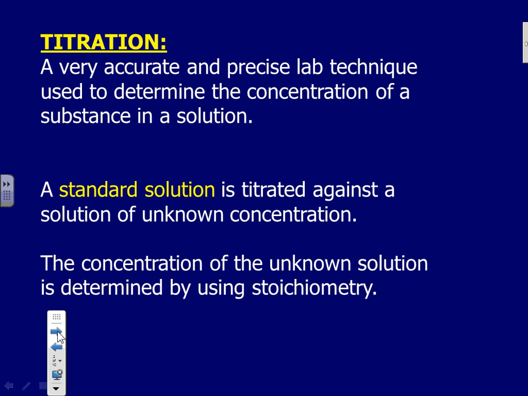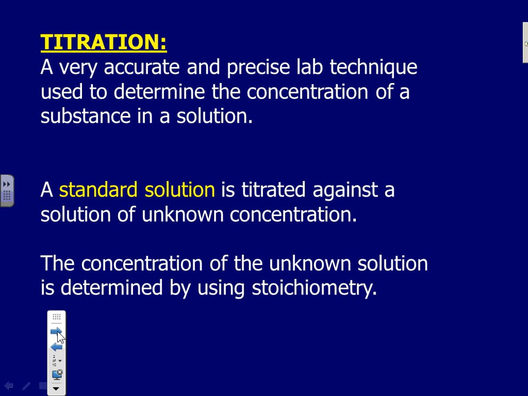And so a color change told us when to stop reacting. That's the key to a titration. When we do our titration, we're going to use an indicator that's going to change a color. And when the color change takes place, it means stop adding, stop reacting, and then we can get our numbers.